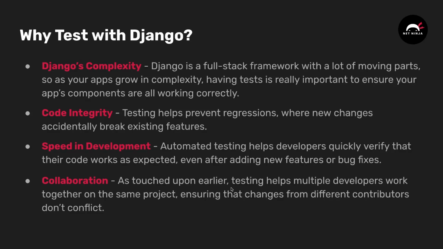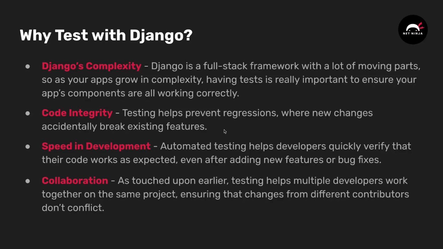Now, the final slide here before we move on to the code is one that looks at why we might want to test Django applications. First of all, Django is a complex full-stack web framework, and it's got a lot of moving parts, so the complexity is one reason you want to test the different components are working together. And that's particularly important as you go from a small to a medium to a large-sized application. Your app is going to grow in complexity, and having the tests is going to be really important in those circumstances.